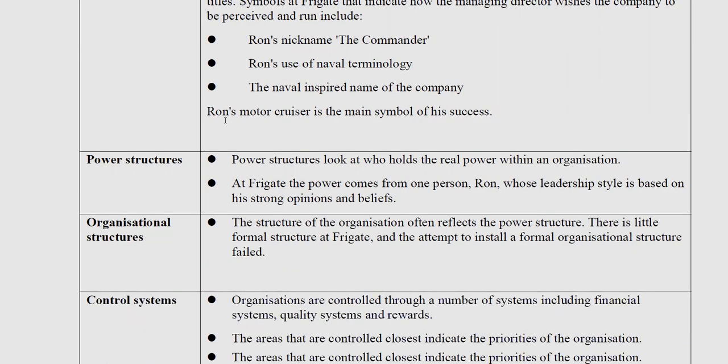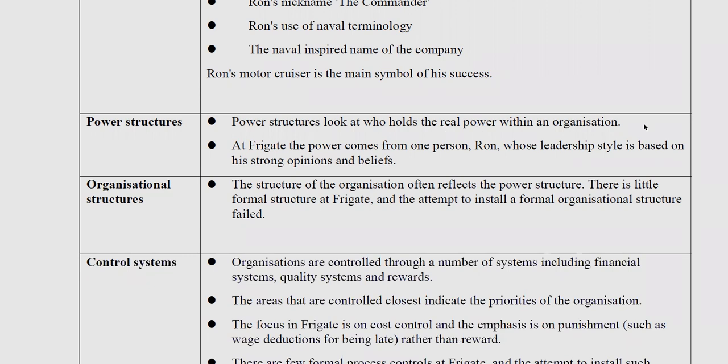Then we have the power structure. It looks at who holds the real power in the organization. At Frigate, the power comes from only one person, Ron, whose leadership style is based on strong opinions and beliefs. The organizational structure often reflects the power structure, and there's little formal structure at Frigate. The attempt to install a formal organizational structure failed. So it is basically an entrepreneurial structure.